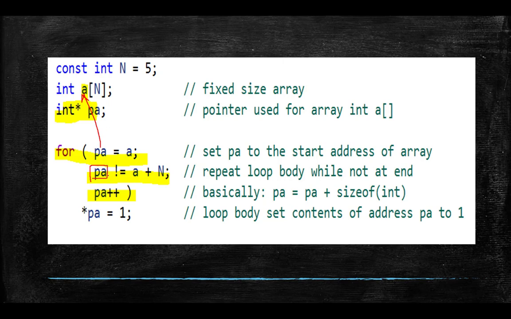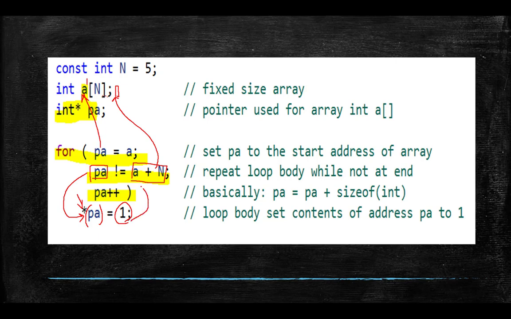If it's not equal to A, the beginning of A, plus n integers later, this would be the end of A. If you could imagine, dot, dot, dot, there's the ending somewhere over here. If it's not the ending, go into the body of the loop. Body loop says PA is an address. Go to where it's pointing and fill it with the number 1. So a copy of the number 1 will be moved into the first position there.